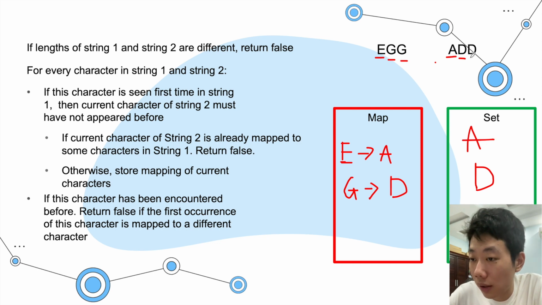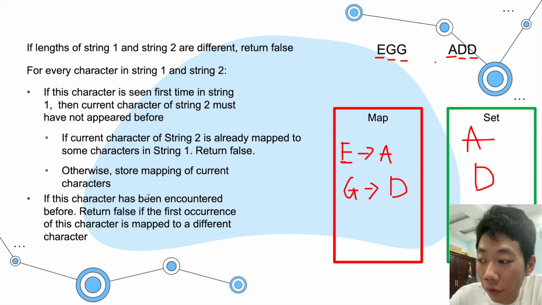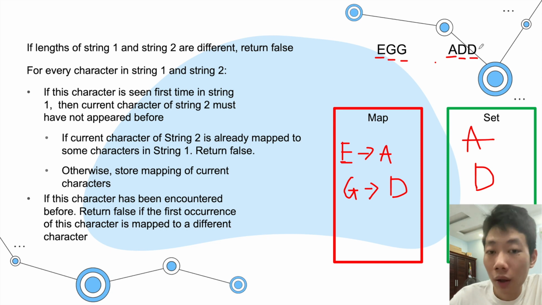Then we move to the next two characters, which are also G and D. At this point the character has been encountered before, so we will check whether the first occurrence of this character is mapped to a different character or not. So we check the character here, G is mapped with D, and here we have G also mapped with D, so it is correct.